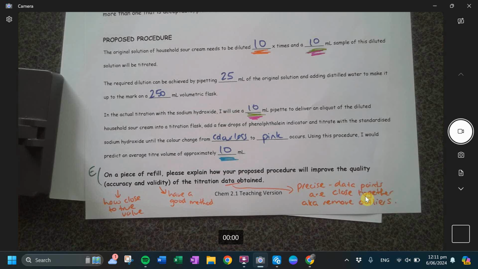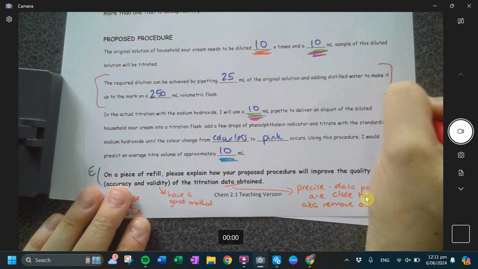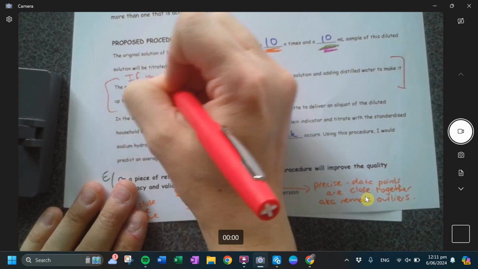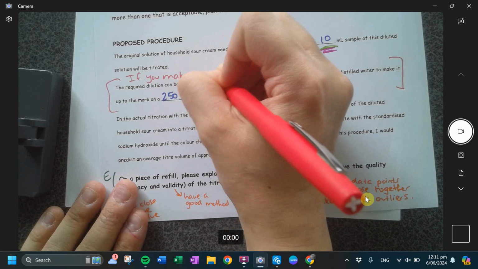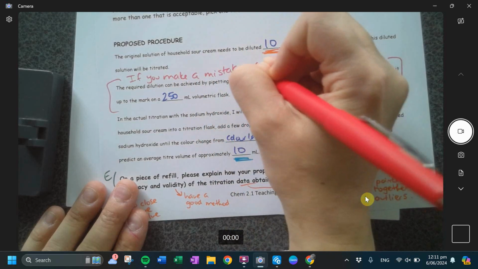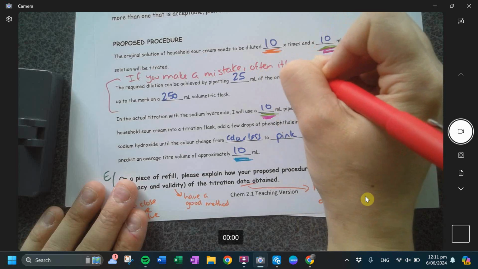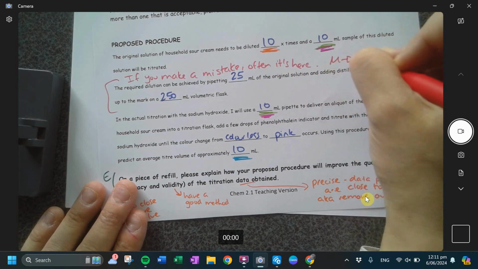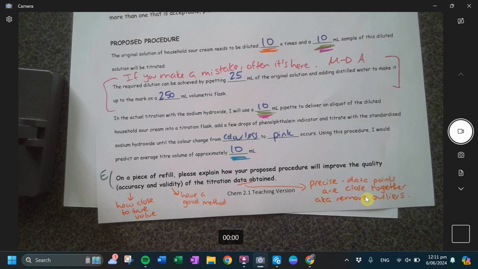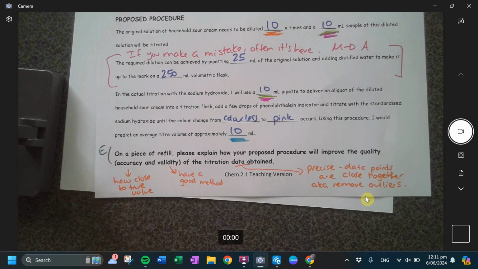Cool. All right, so just so you guys are aware, filling in this proposed procedure and doing those calculations gets you up to a merit, which is why I put it into blue. If you make a mistake in this proposed procedure, and usually the mistake is here with explaining the dilution, you will go from a merit to an achieved. And then the excellence is explaining your proposed procedure.